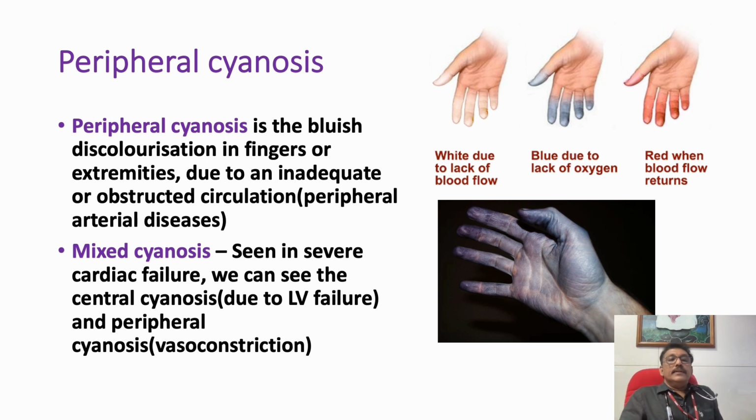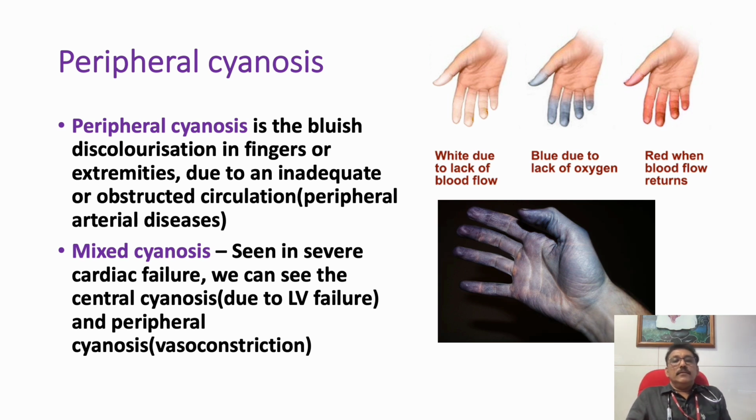So peripheral cyanosis can be produced by Raynaud's phenomenon or Raynaud's syndrome. Raynaud's phenomenon can be primary, as a part of Raynaud's disease itself, or secondary, seen in conditions like scleroderma, SLE, and other rheumatological conditions.